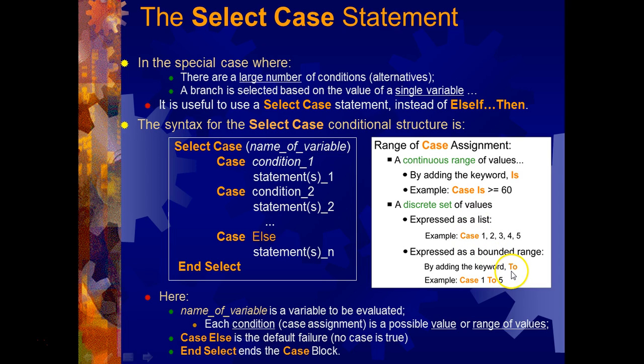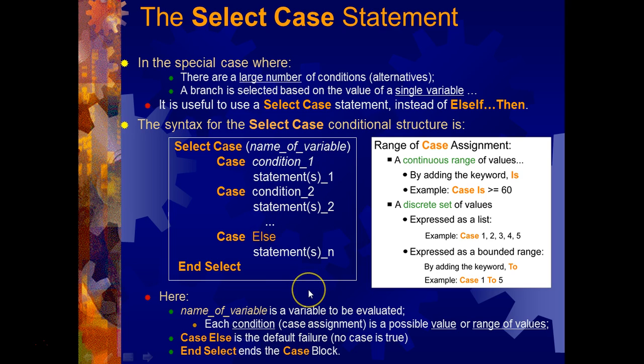And you can also say something like this, case one to five. So if age is one to five, that means if age is one or two or three or four or five. That doesn't really make much sense with age, since age could be like 1.5 or something like that. But if age was just those few values, 1, 2, 3, 4, 5, you could write it like this.